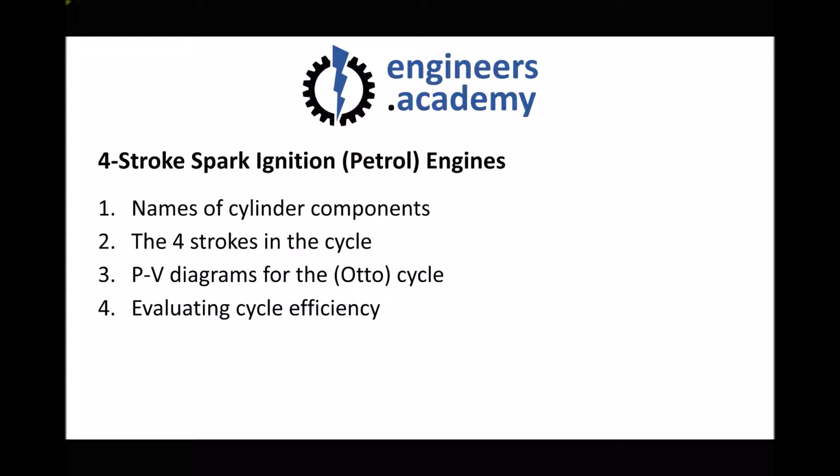So we're going to start by looking at the names of each of the components within a cylinder. And note that in a spark ignition engine, there's usually more than one cylinder. We're then going to briefly discuss the 4 strokes in the cycle and how rotational energy or power is produced from the energy contained within the fuel.